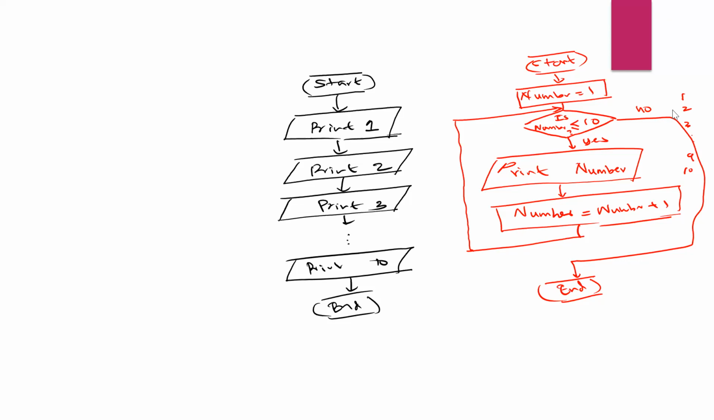Okay. Now, once we print 1, next time we want to change the value of number. So we will say this is something new. This is not mathematics. This is not to say that the left-hand side is equal to right-hand side. No. In computing, if you write like this, it means that you get the current value, add 1 to it, and you replace the value.